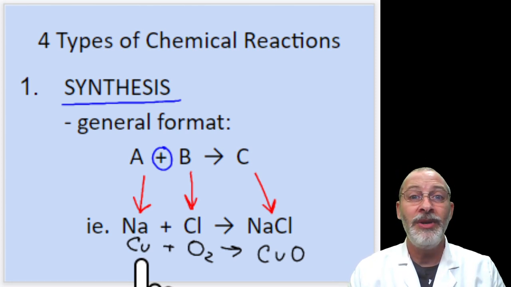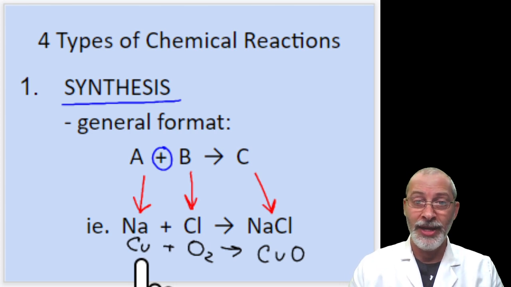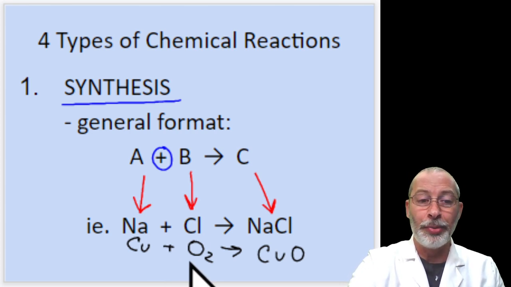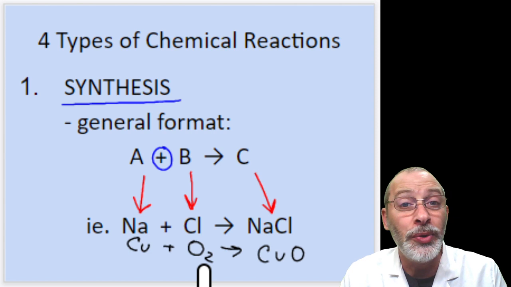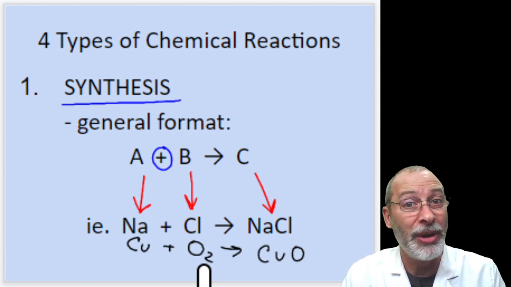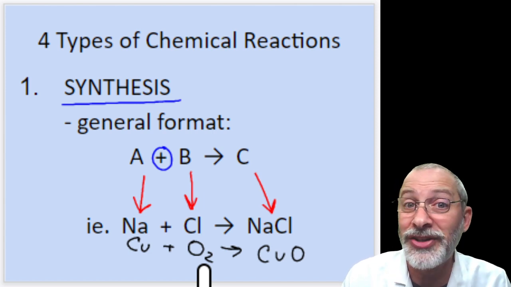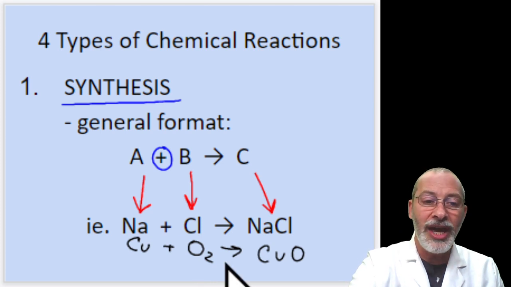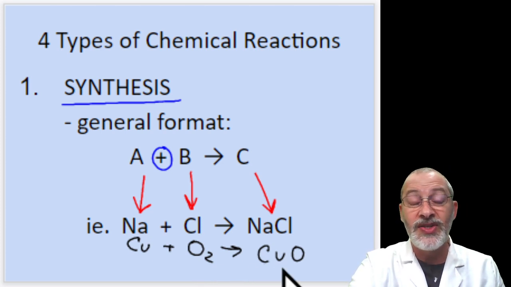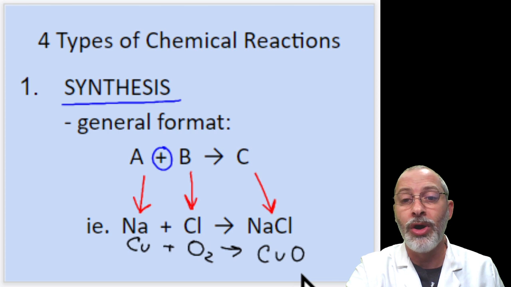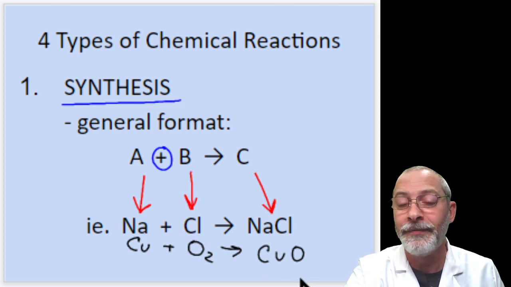Copper. We're going to be taking copper powder and heating it up in the presence of O2, which, hopefully by now you're familiar with, is oxygen, to yield a new substance, CuO, which we'll call copper oxide.